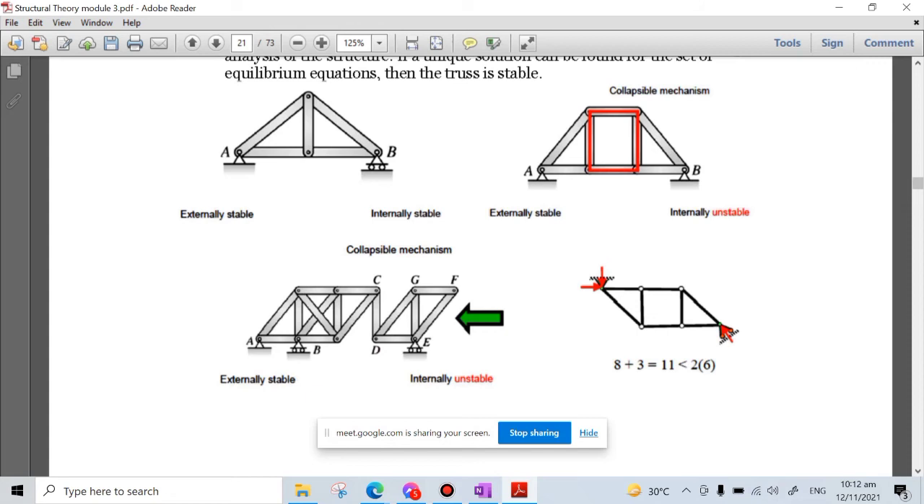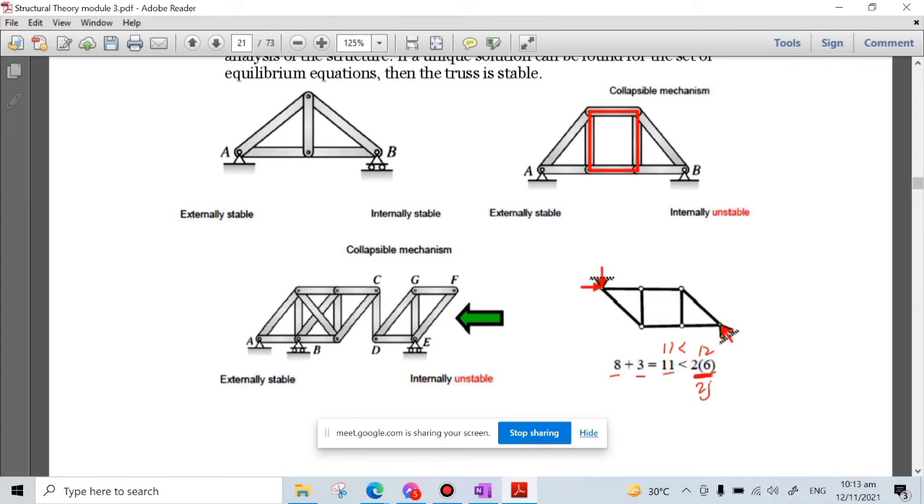And pag internal naman yung pinag-uusapan, ang pinag-uusapan natin dito is the collapsible mechanism and yung kakulangan ng equation natin to solve, no? The kakulangan nitong number of members and the reaction compared mo dito sa joint. Kung makikita natin dito, ito yung joint, joint times 2, 2j. Ito yung 2j natin, that's 12, while this one is 11, so it's less than. That would be unstable. So internally, internal, kanina external. And in here, this would form a collapsible mechanism then.